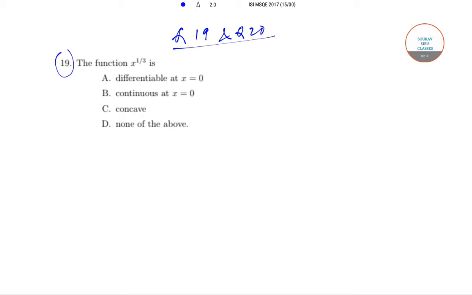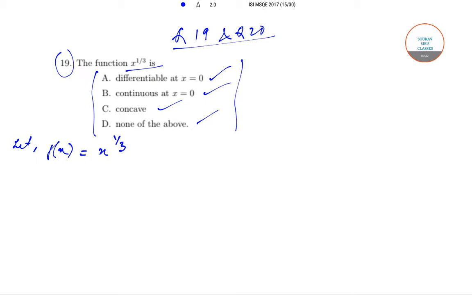In question number 19 it is said that the function x to the power 1 by 3 is differentiable. The options given are differentiable at x equal to 0, continuous at x equal to 0, concave, or none of the above. So what we need to find out is, we have been given, let f of x be equal to x to the power 1 by 3. This implies that f of 0 is equal to 0.